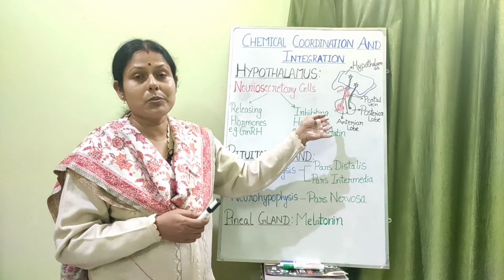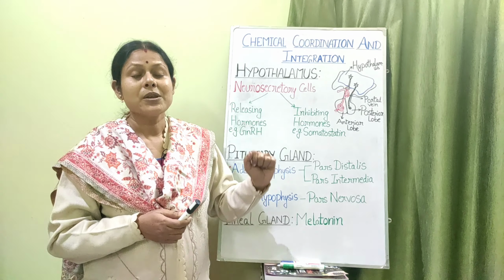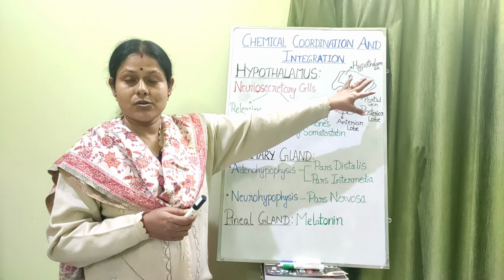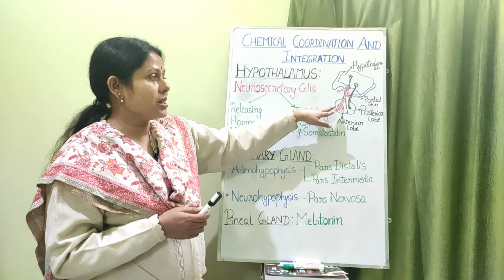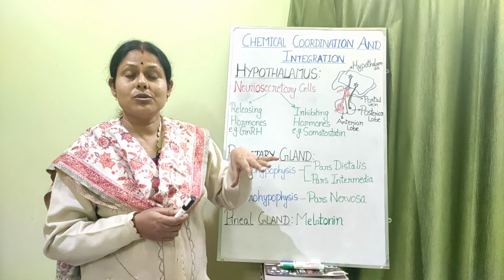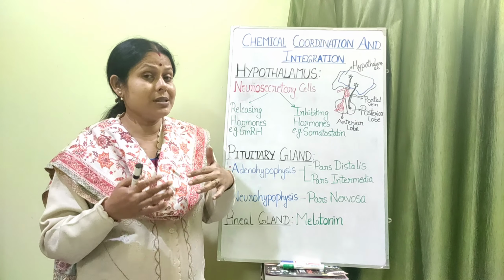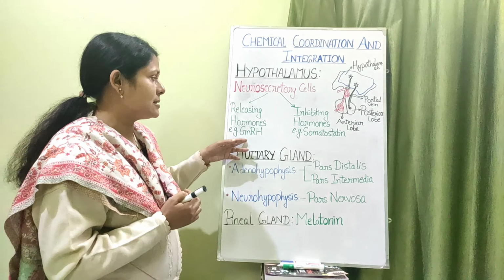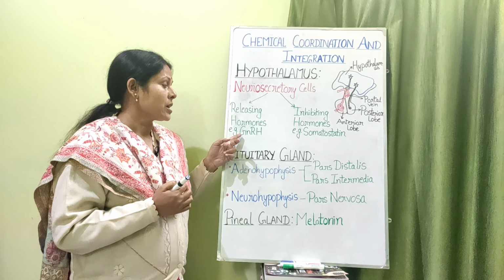So this is also one of the portal systems present in our brain, which is carrying the secretions directly from the hypothalamus and pouring them into the anterior pituitary lobe, and then the anterior pituitary lobe is secreting its hormones. Now this can be a releasing hormone or an inhibiting hormone.